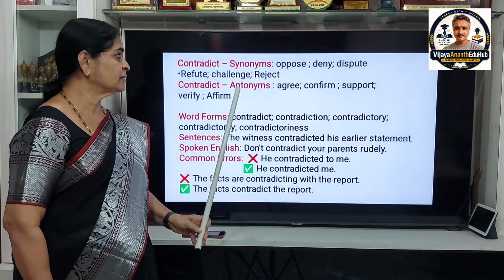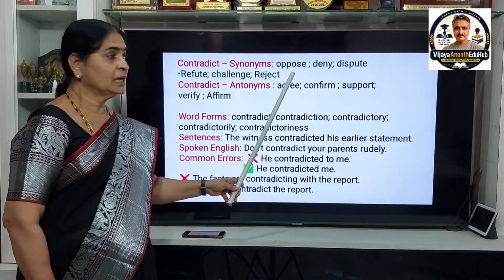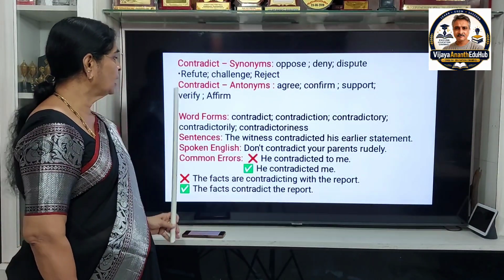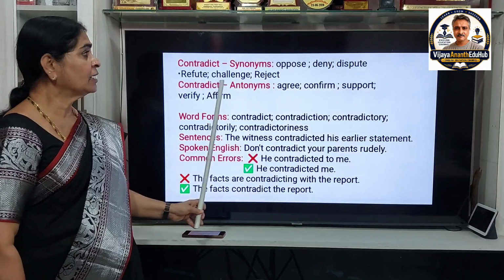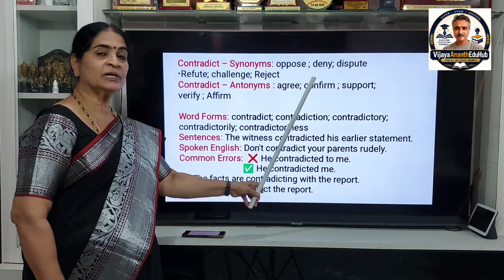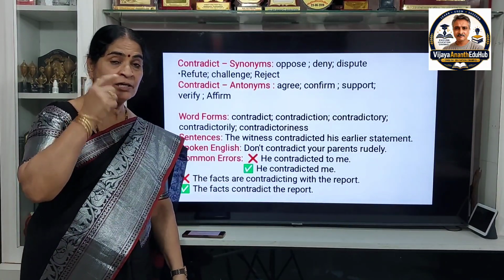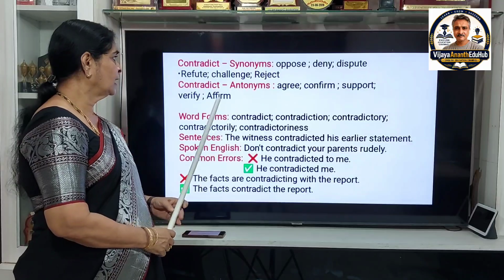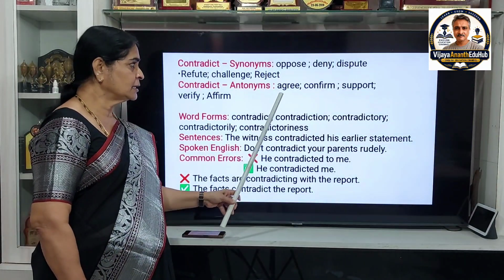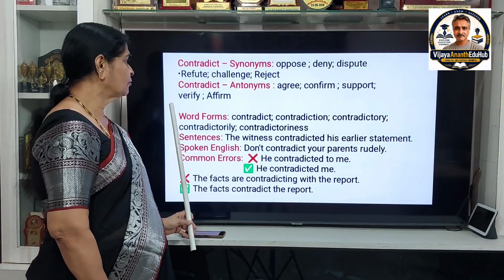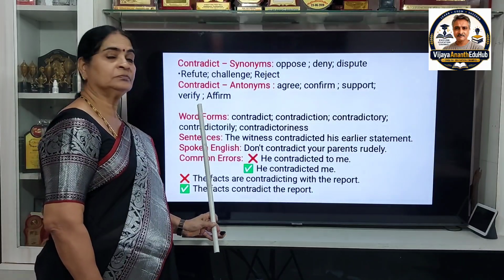Now the synonyms of contradict: oppose, deny, dispute, refute, challenge, reject. All these words are similar in meaning to contradict. Antonyms are agree, confirm, support, verify, affirm.